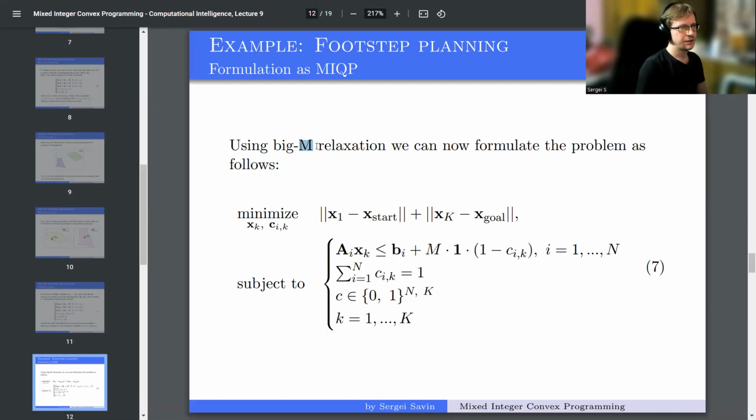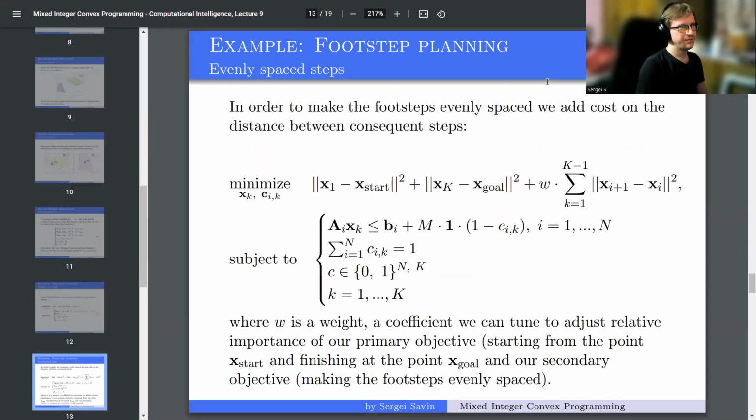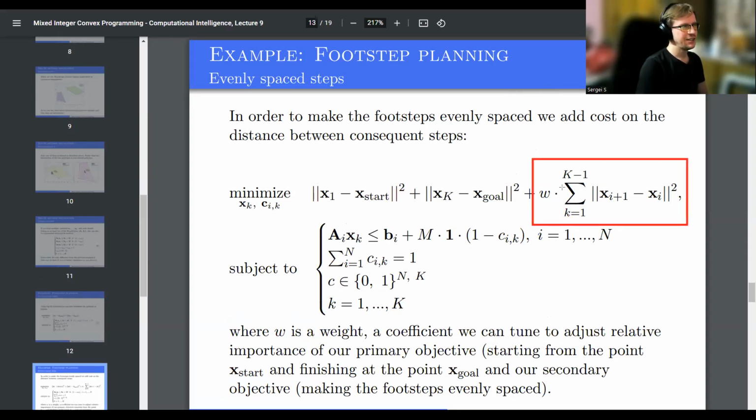Now, what I was saying before, you should probably add this component here. Otherwise, your steps would all stay at the start. It's not even going to plan any path. It will just place all the steps at the start. So you have to add this cost, which forces the program to mostly put the steps close to each other.